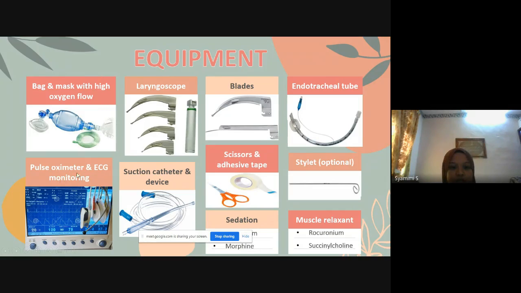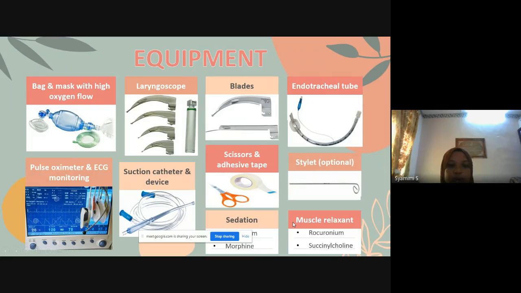Next one is pulse oximeter and ECG monitoring. This is to monitor the patient's condition throughout the procedure. Next one is suction catheter and device, scissors and adhesive tape, and a stylet, which is optional and usually not used. And then the sedation, such as midazolam and morphine, or muscle relaxants such as rocuronium and succinylcholine.